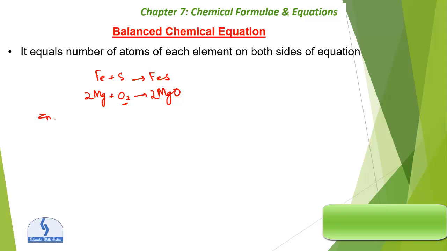Another example, zinc reacts with hydrochloric acid, it will give you zinc chloride, ZnCl2, plus H2. So how will you balance it? Because this is ZnCl2, there are 2 Cl, so we write 2 HCl. The 2 balances hydrogen, which is 2 hydrogen on the right hand side, and zinc is 1, so here zinc is 1. This is the balanced chemical equation.